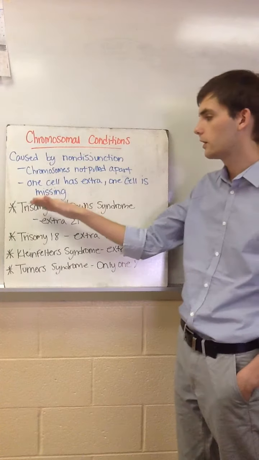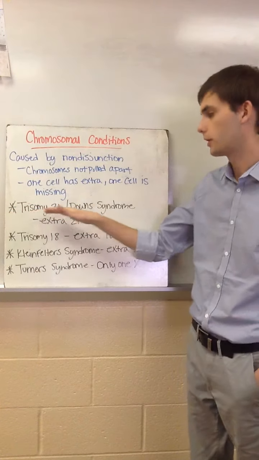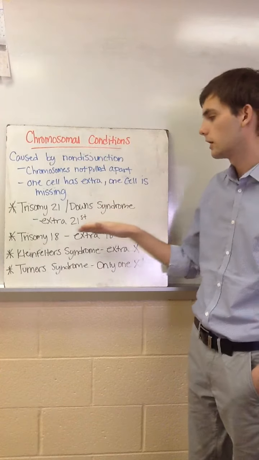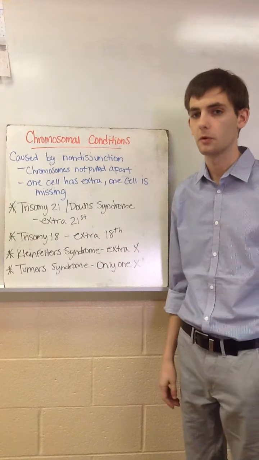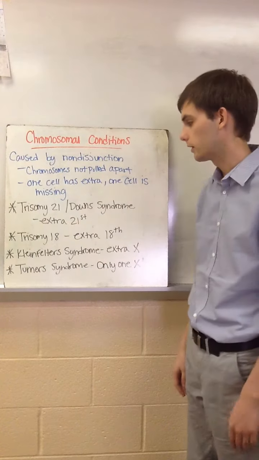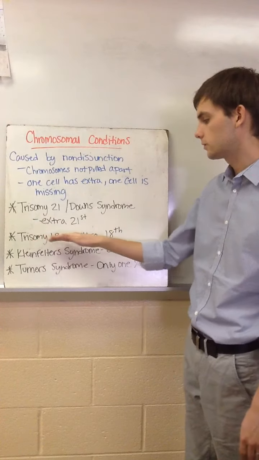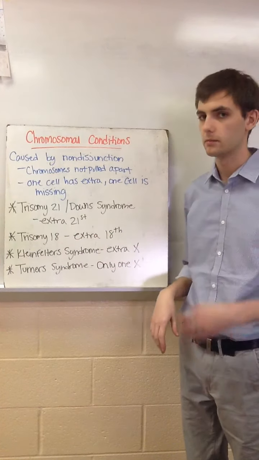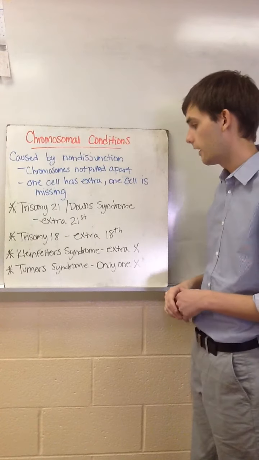The most common of these are trisomy 21, also known as Down syndrome. This is when you have an extra chromosome at pair 21. Trisomy 18 is when there's an extra chromosome at pair 18.